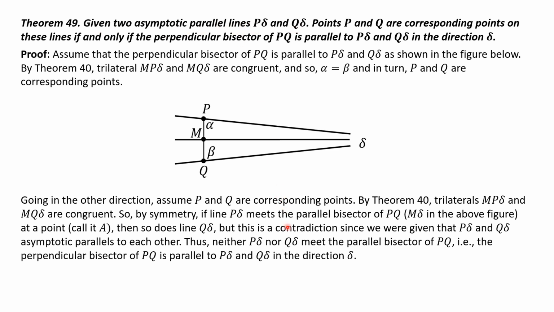And so it must be that M delta does not intersect P delta or Q delta. In other words, they're parallel, and that's what we wanted to prove. So given that P and Q are corresponding points, the perpendicular bisector is parallel to both P delta and Q delta.